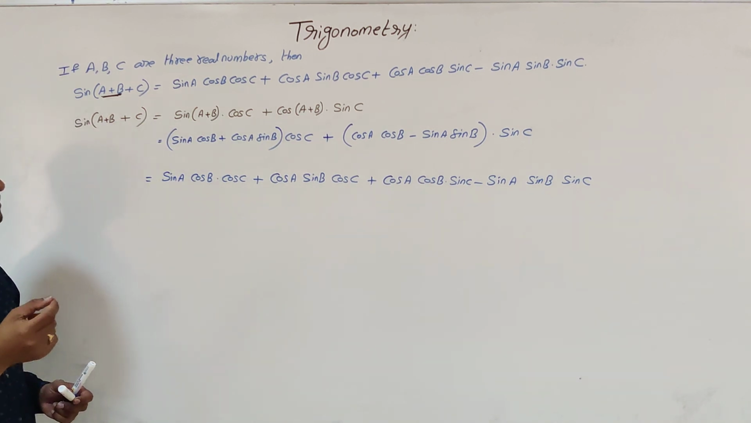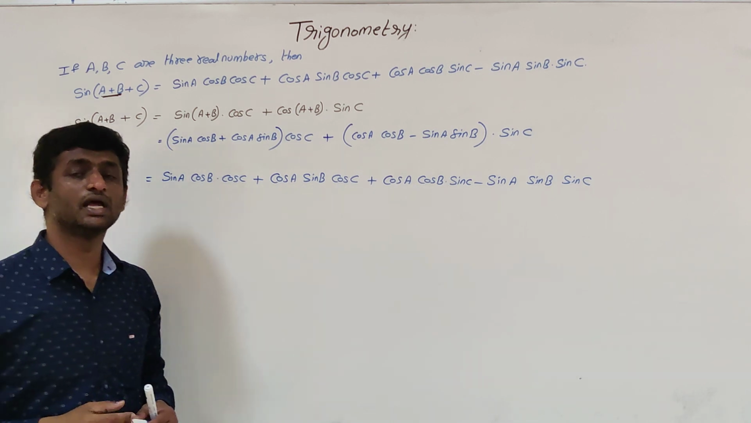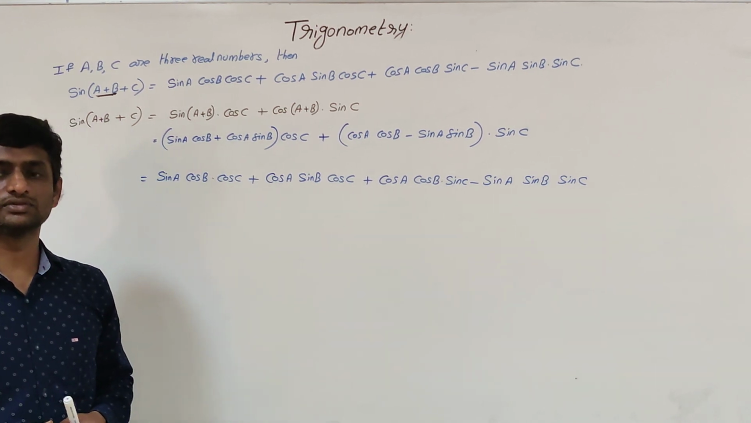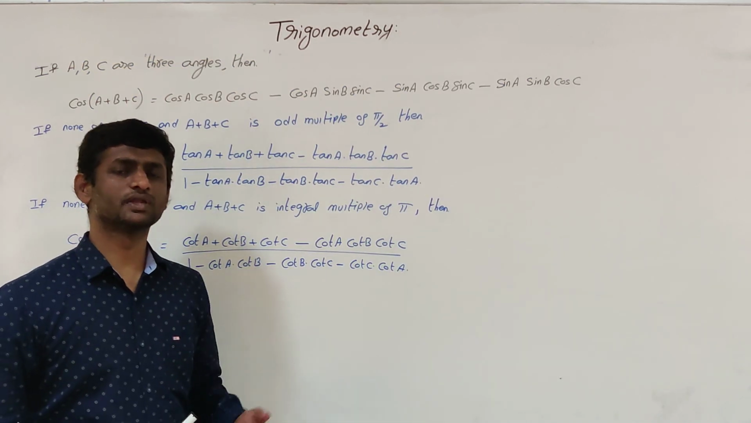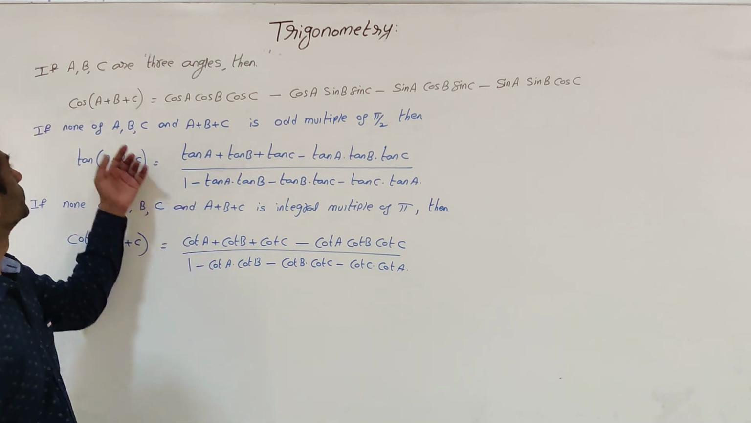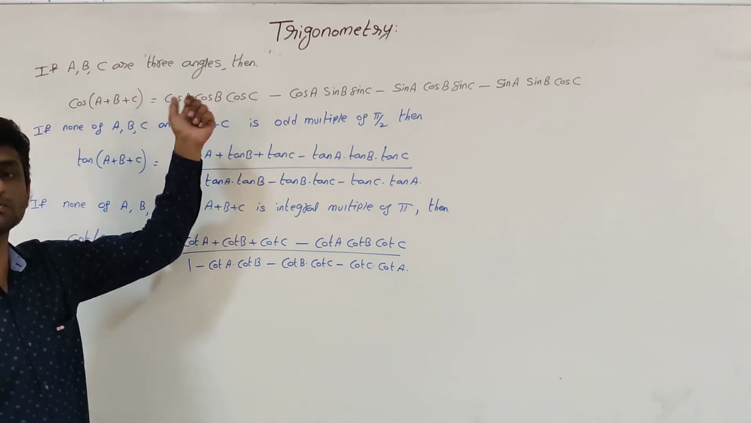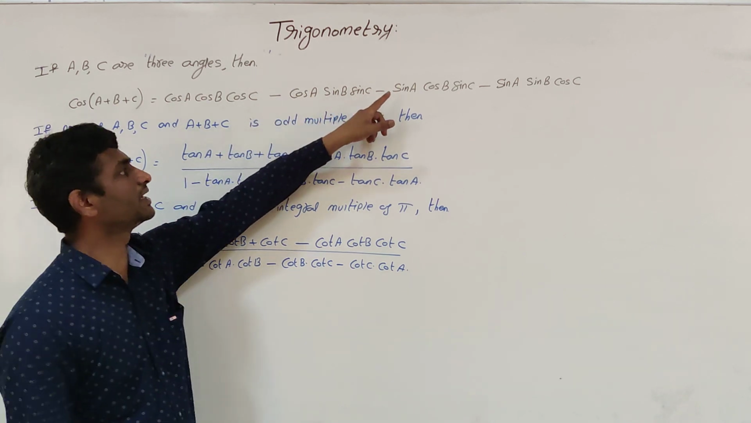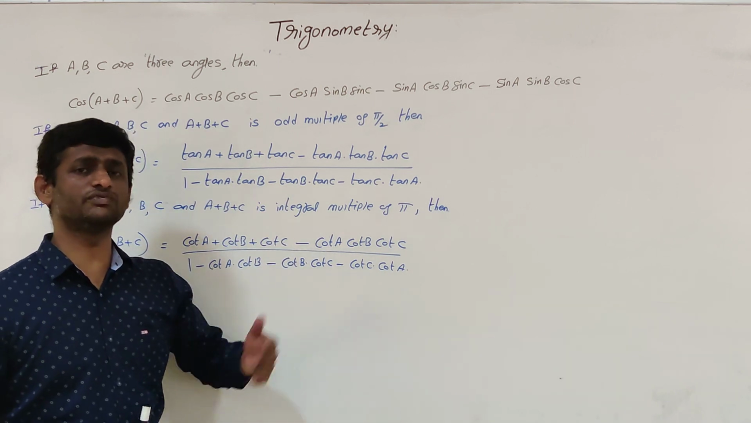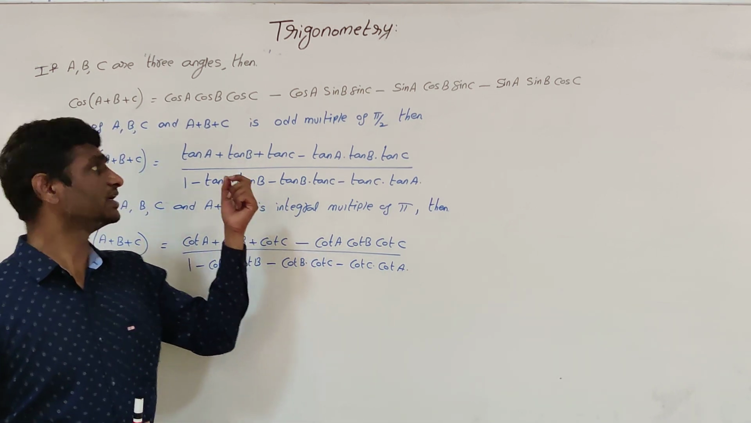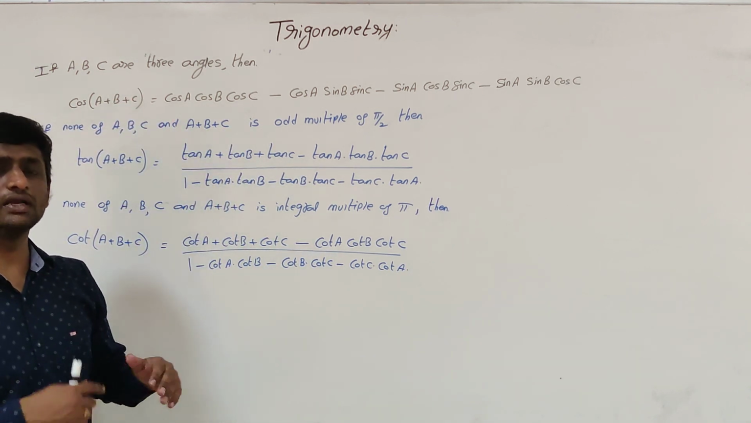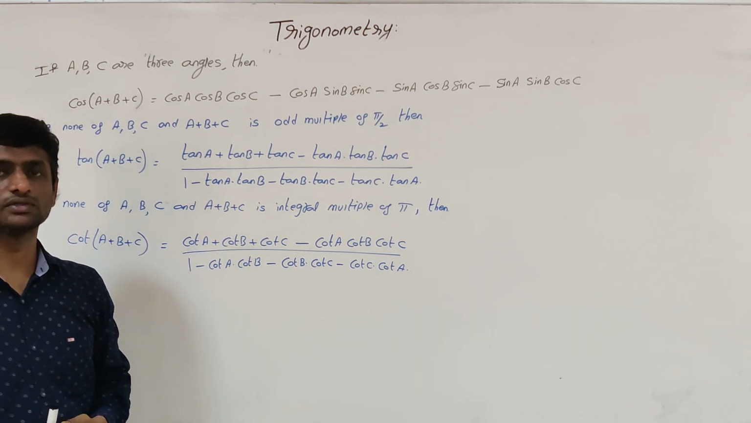So we'll see the remaining: cos of A plus B plus C, tan of A plus B plus C, as well as cot of A plus B plus C. Cos of A plus B plus C is cos A cos B cos C minus cos A sin B sin C minus sin A cos B sin C minus sin A sin B cos C. The proof is very simple, as we have seen for sin of A plus B plus C. Treat A plus B as one angle, alpha, and C as another angle, beta, and go for the expansion of cos of alpha plus beta. You will get the same thing.